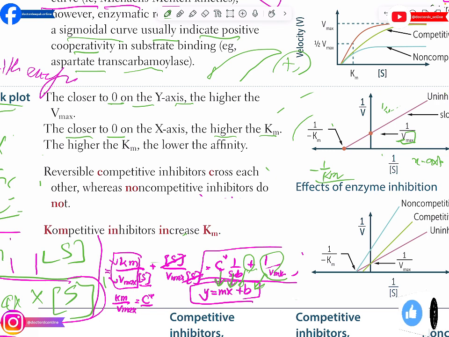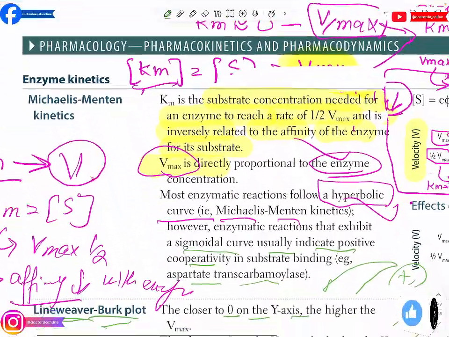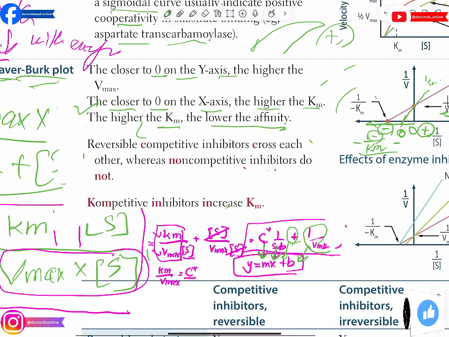If you know about that graph, these sides are positive and this side is negative. If the line is cutting away from the zero, then the value goes into minus, meaning the value becomes smaller. If the cutting is coming here, closer to zero, then the value is a smaller minus number, so the value will be greater. The same thing is stated here: the closer to zero on the x-axis, the higher the Km, the lower the affinity. Already we talked in Michaelis-Menten kinetics that if you have a higher Km, then there will be less affinity with the enzymes.